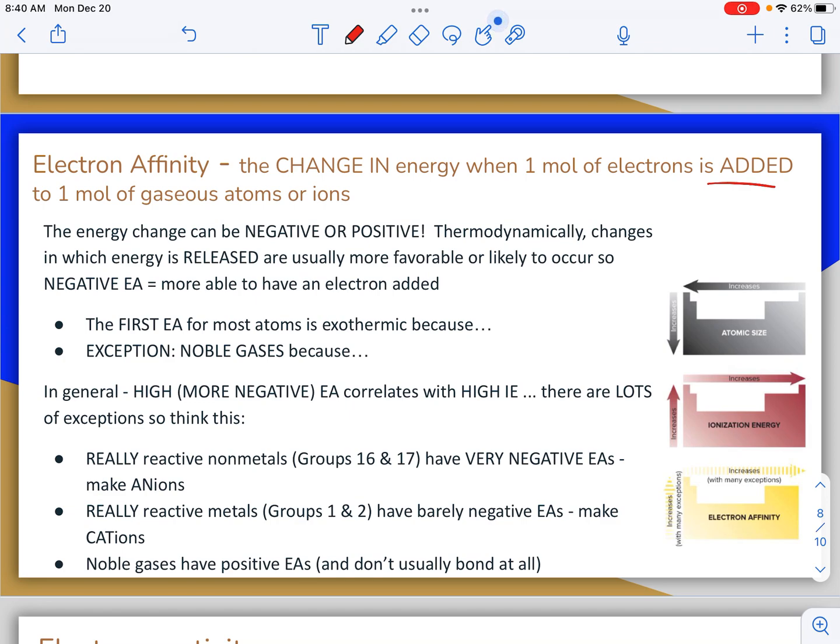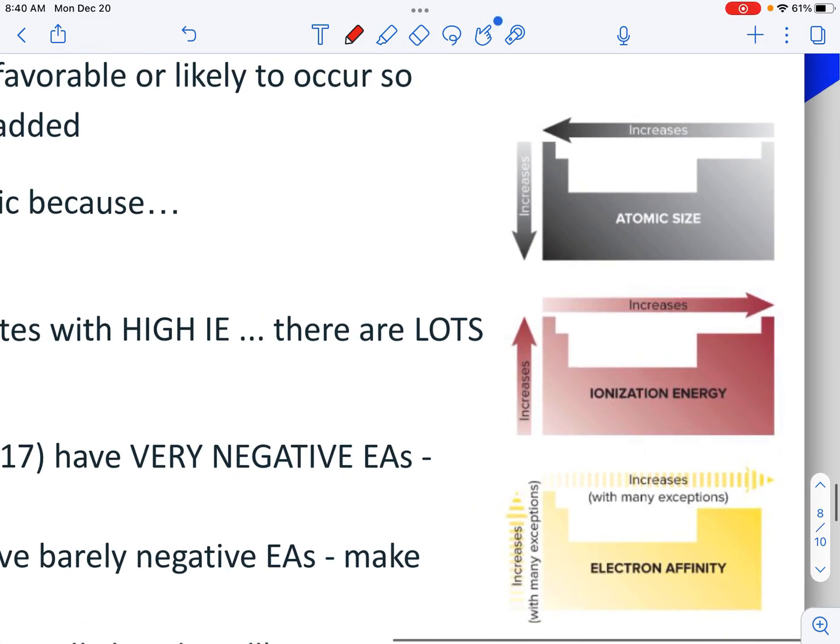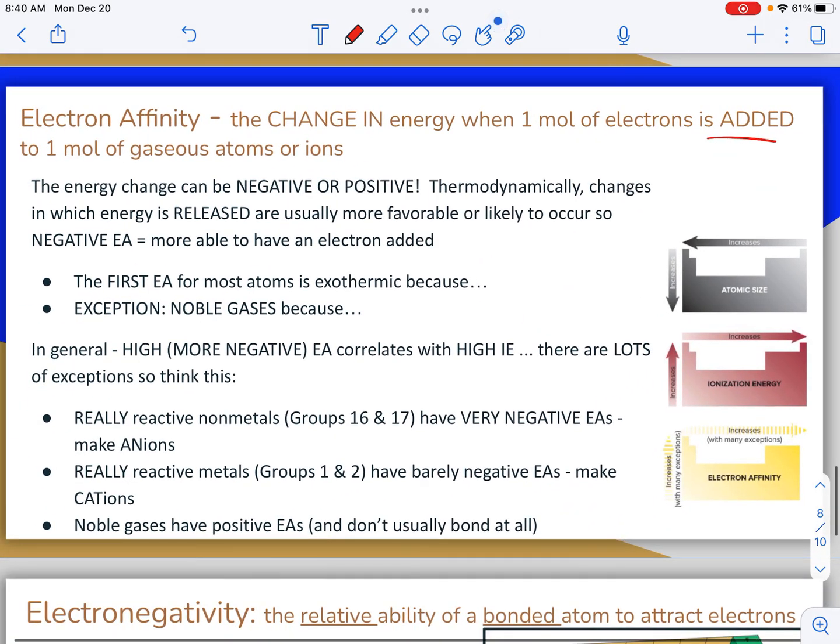And the noble gases, of course, with their positive EAs don't usually bond at all. So you can kind of see now that we've added these patterns, and you can see that in general, remember these are generalizations, not specific patterns, but in general, atomic radius and the ionization energy and electron affinity are opposite of each other. All right.